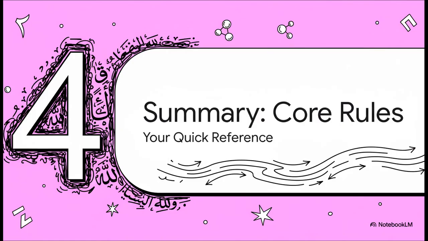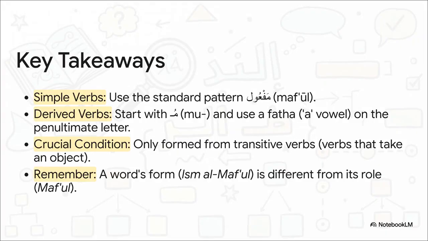Whew, we have covered a lot of ground. So let's take a moment and pull everything together into a quick summary, a little cheat sheet of the core rules for understanding the ism al-Maf'ul. So let's just recap the absolute must-knows. For those simple three-letter verbs, you're looking for that classic maf'ul pattern. For the bigger, derived verbs, you're hunting for that mu prefix combined with that all-important a vowel before the last letter. And don't forget, these can only be formed from verbs that actually take an object, what we call transitive verbs. And finally, please never confuse the word's form as an ism al-maf'ul with its grammatical role as the object or maf'ul in a sentence.